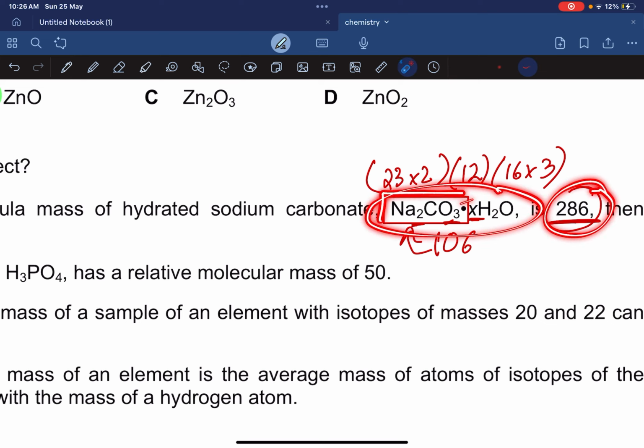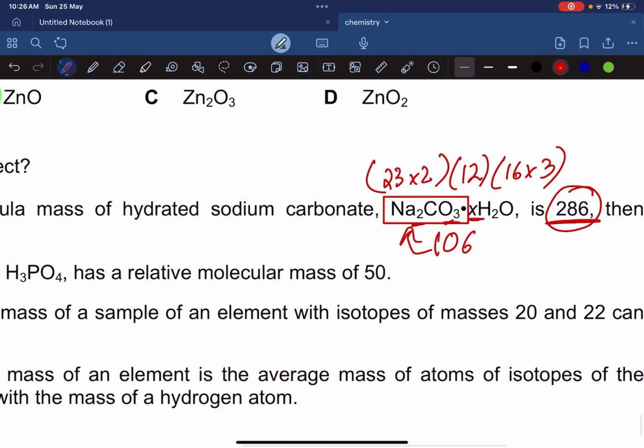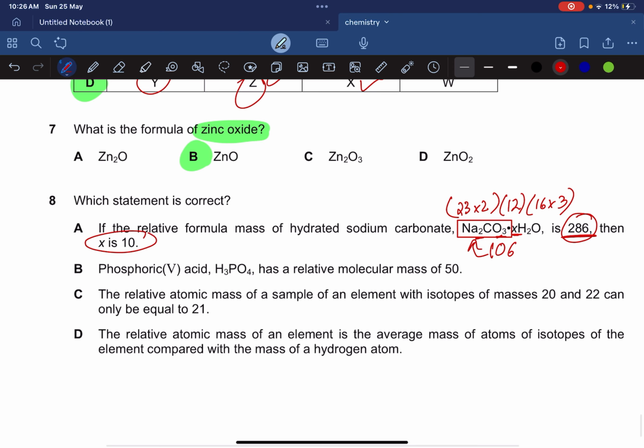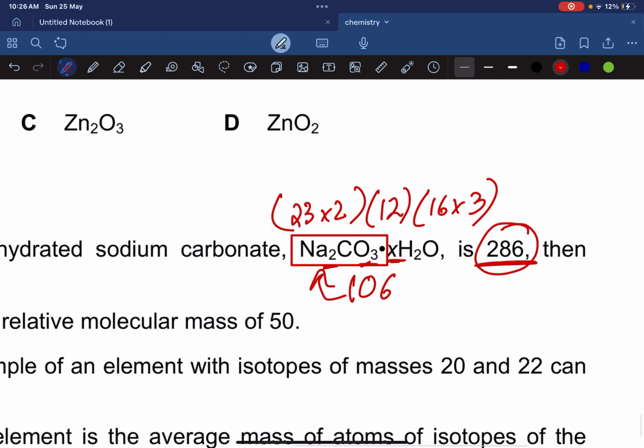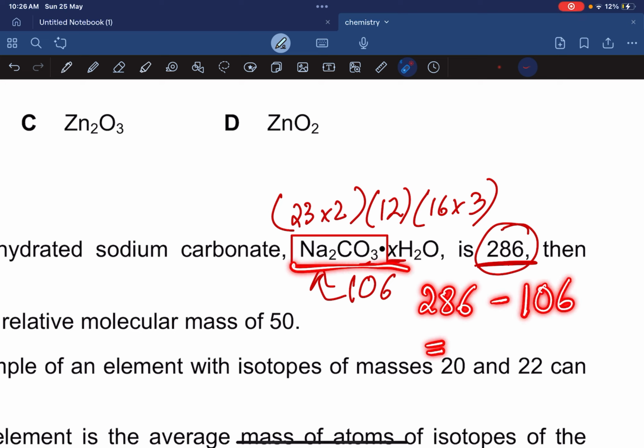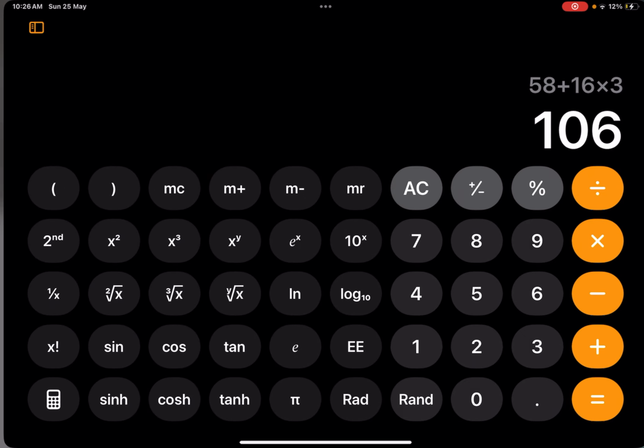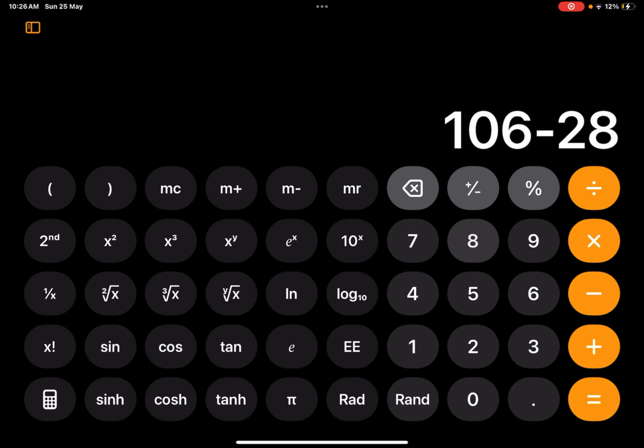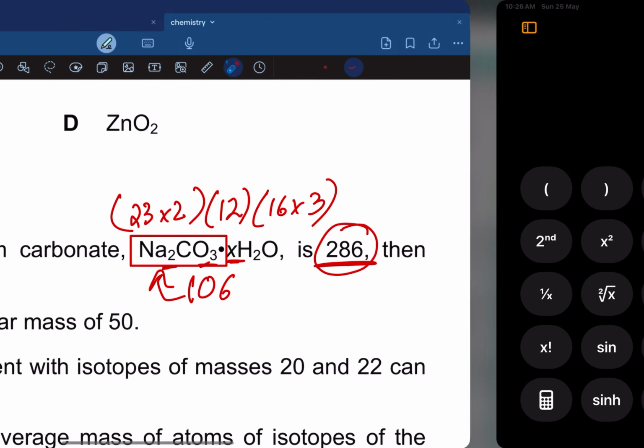If you subtract the mass of this thing, you're going to get the mass of water out of it. And what we are interested in is the value of X, because that's going to tell us how many water we have. So 286 minus 106 is going to give us the mass of water. हमने total में से sodium carbonate का mass निकाल दिया, हमारे पास water का mass आ गया. So 286 minus 106, that's going to give me 180.